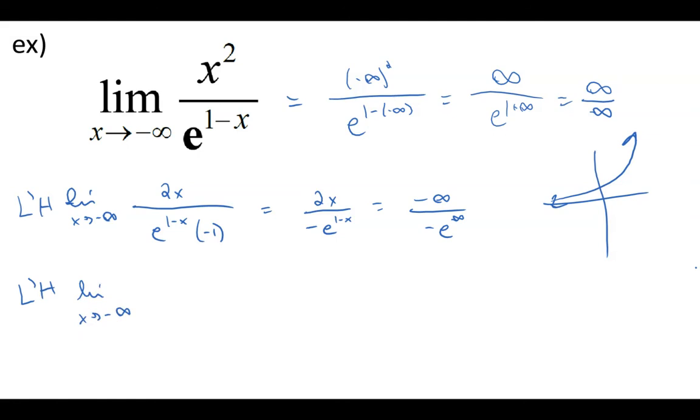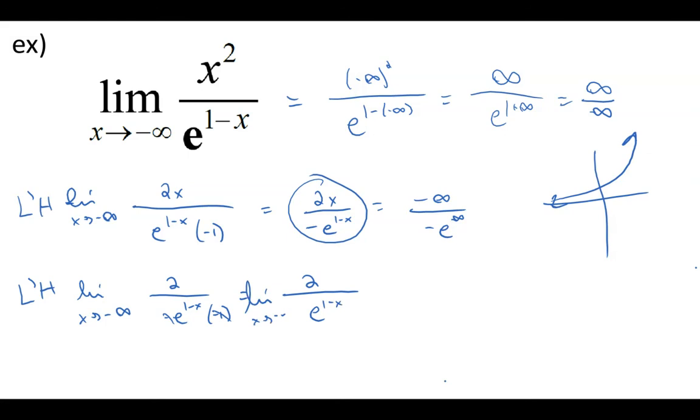Limit as x goes to negative infinity. When we take the derivative of this one here, the derivative of 2x is 2. That's going to be our key there because we got a constant on top. And the derivative of negative e to the 1 minus x will be negative e to the 1 minus x times -1. So that gives us 2 over negative here and here cancel. So 2 over e to the 1 minus x. And the limit as x goes to -infinity.